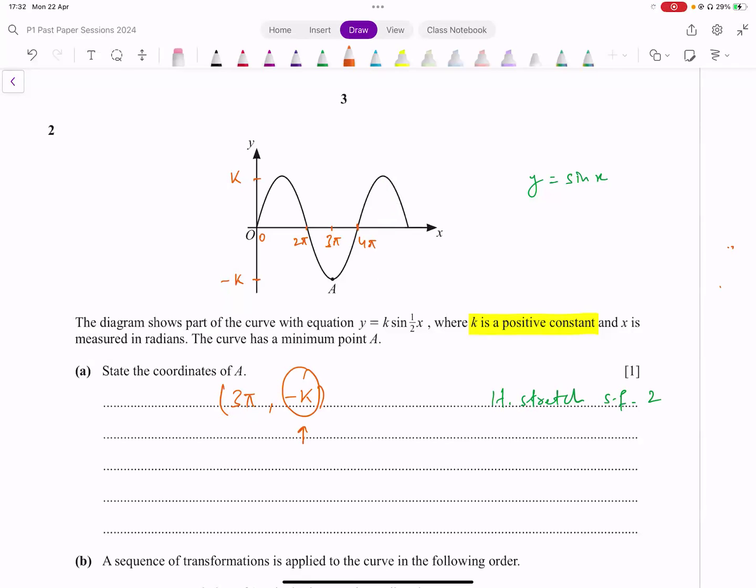And the point that was earlier 3 pi over 2 becomes 3 pi after multiplying by 2. So this point is going to be 3 pi. All right, that's the first part. Let's have a look at the next one.